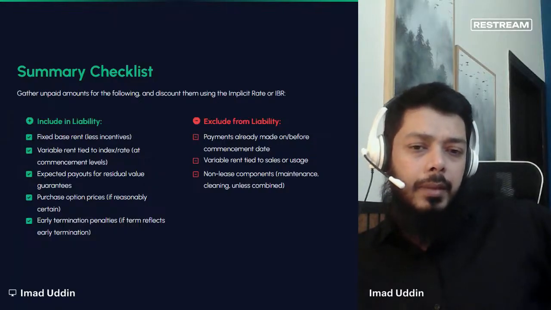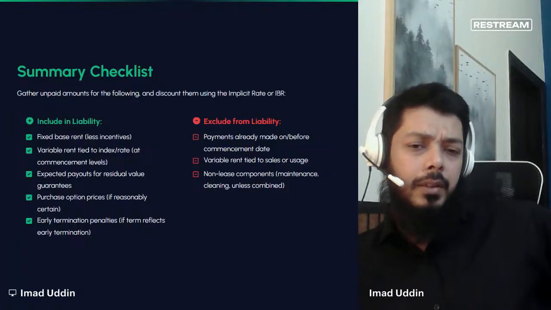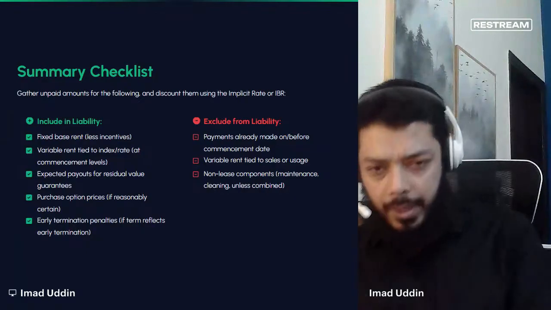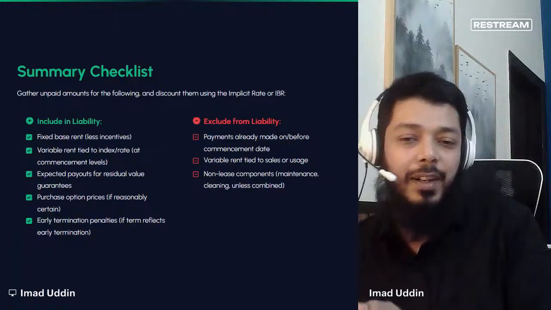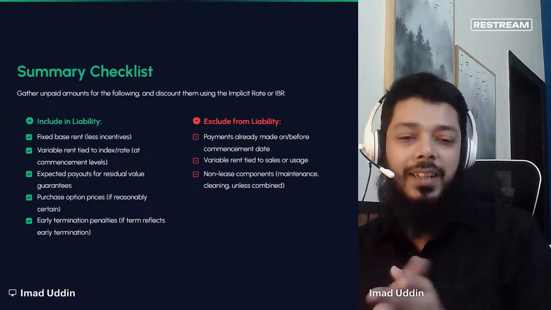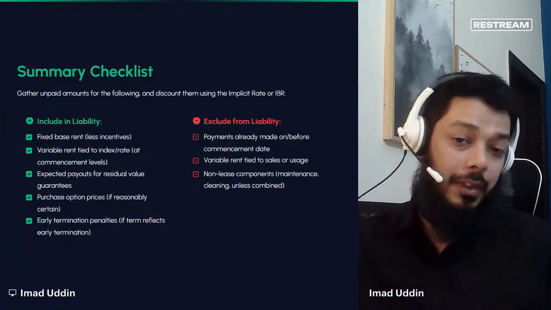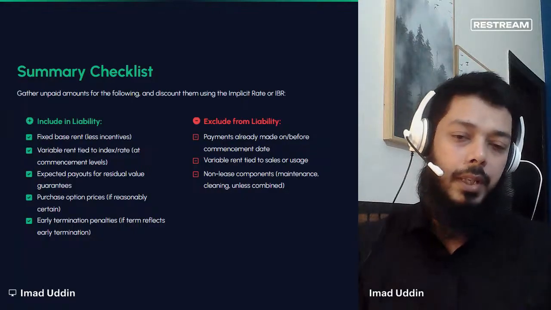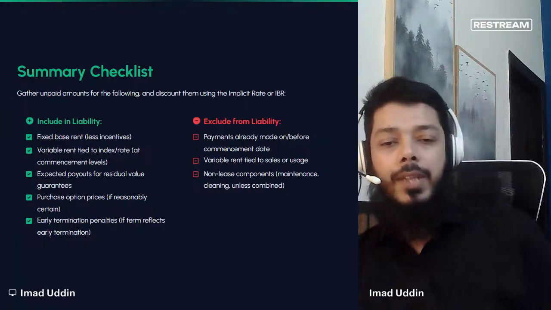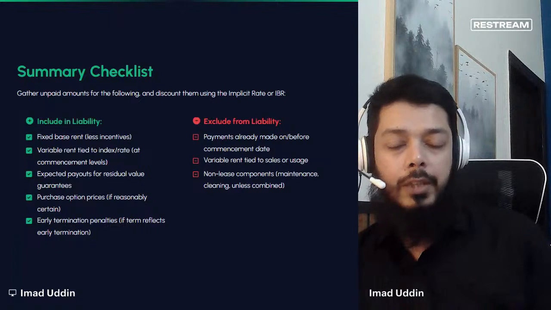Payments made on or before the commencement date, because they have been made. Payments that have been made are not a liability; they are prepayments, right? So even though they are included in the lease asset, as we discussed before, they are not included in the lease liability. Second, variable rent tied to sales or usage.